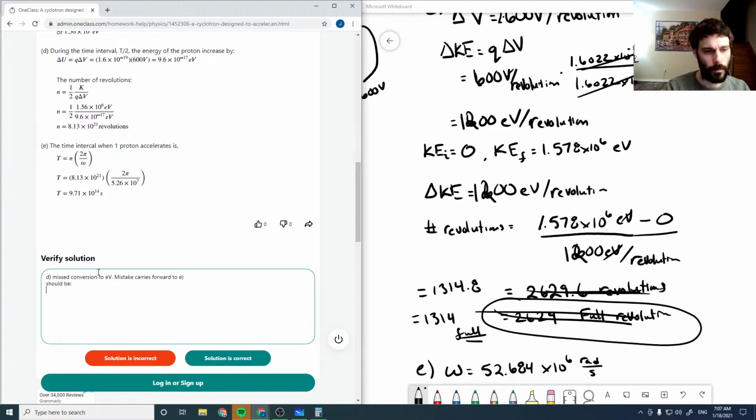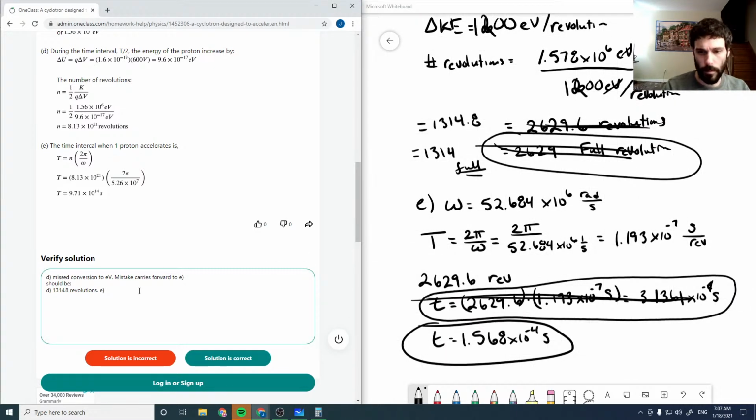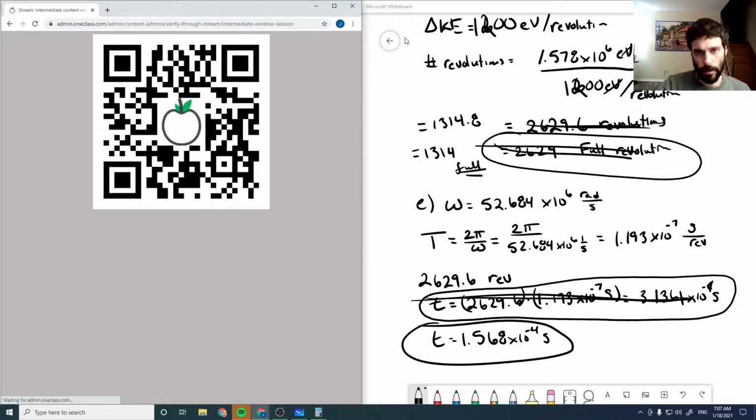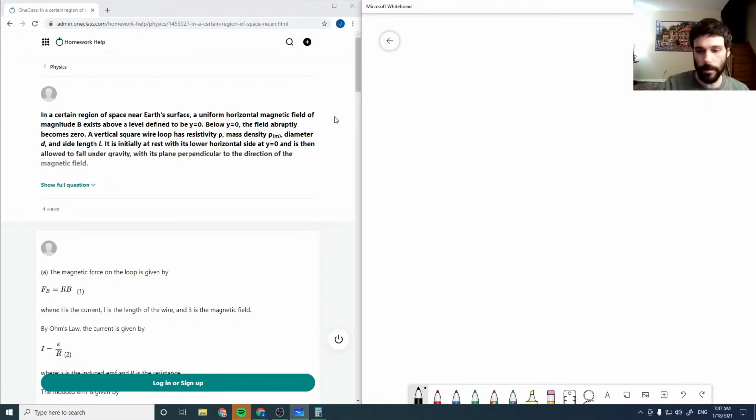Should be D is about 1314.8 revolutions, and E is 1.568 times 10 to the minus 4 seconds. Okay. So I'll just say it's incorrect just because of those small errors, just so it gets corrected. But it's basically correct, just small errors. Okay.